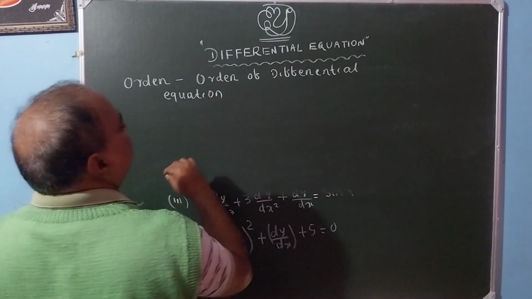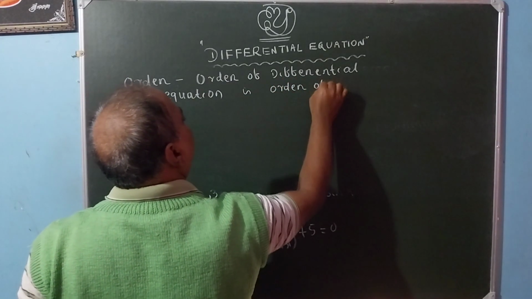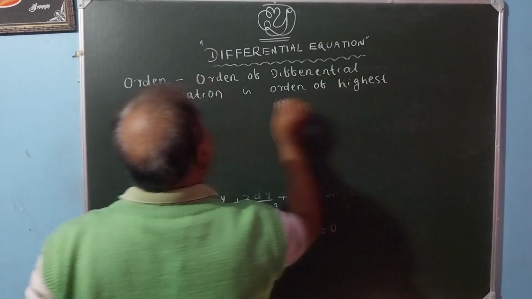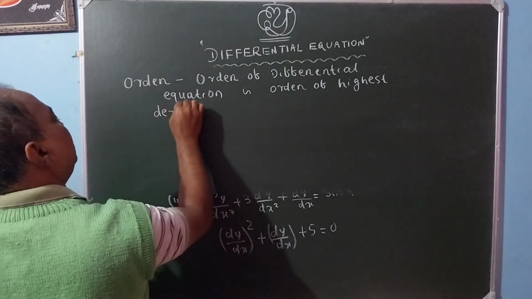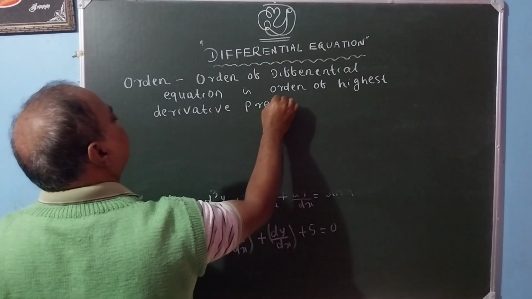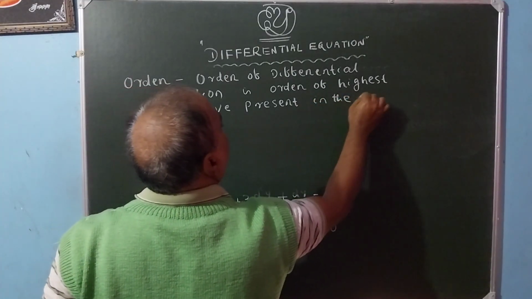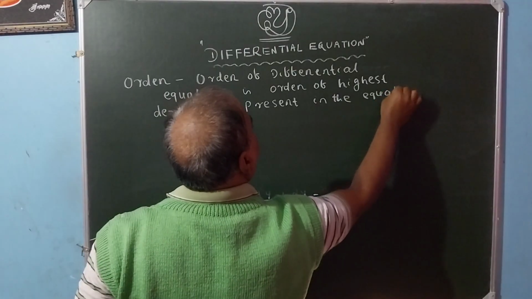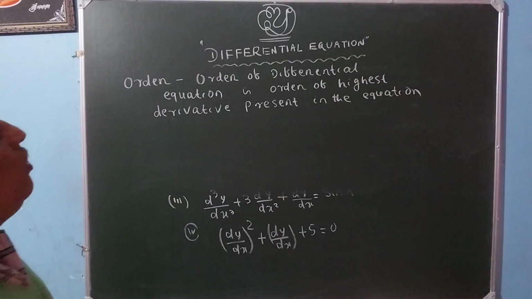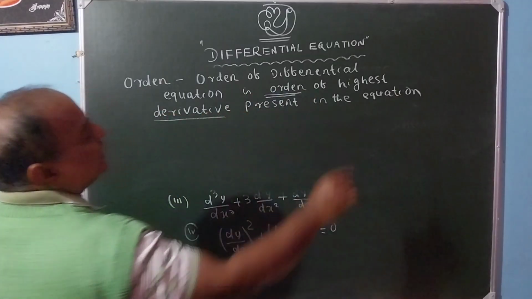Order of differential equation is the order of highest derivative present in the equation.